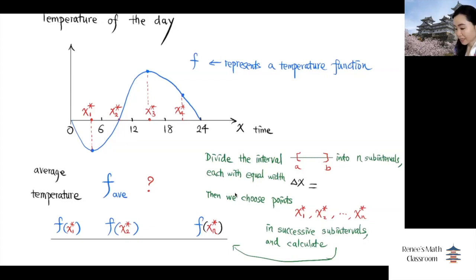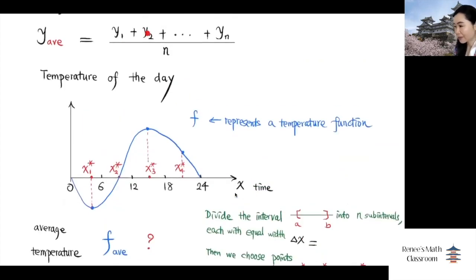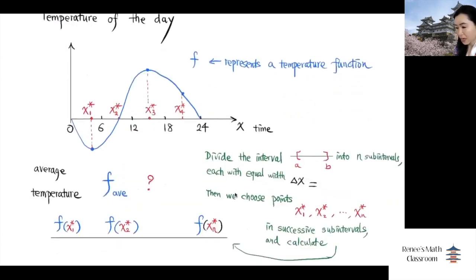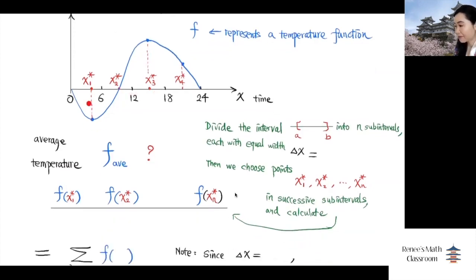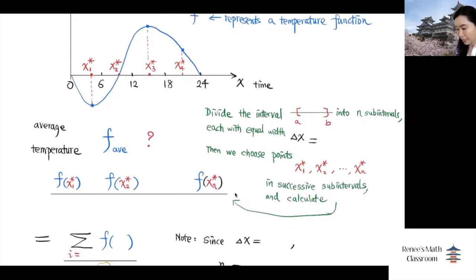The idea is this: if you have n y coordinates, we just add them up and divide by n, right? So how about we take some samples? Maybe I can take 4 samples. During the day, I can take the temperature over here, here, here, and here. And I look at the temperature, and then I can add them up and divide by the number of readings, right? So I can take n of them.